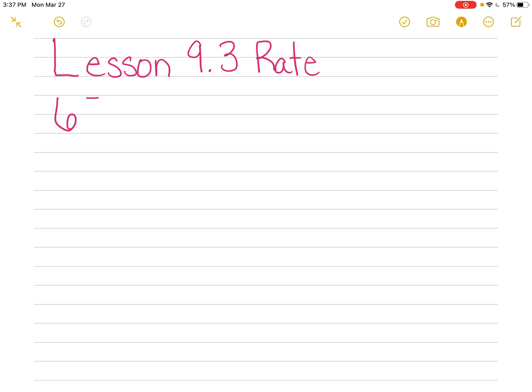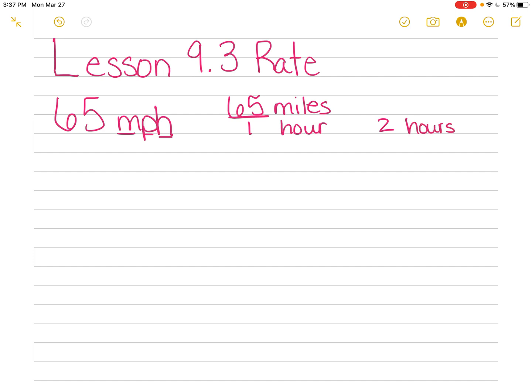Let's say you're driving 65 miles per hour. Okay, that is a rate. Miles per hour tells you that you're doing 65 miles every 1 hour. So if I drove for 2 hours, then you can figure out how many miles you drove. Instead of 65, it would be double that because you did 65 in 1 hour. So it would be 130 miles in 2 hours, right? So both of these are rates.